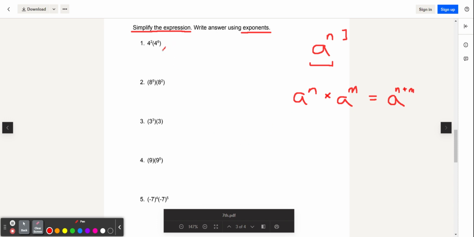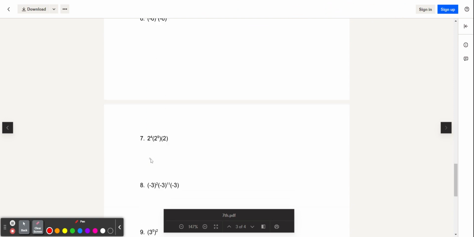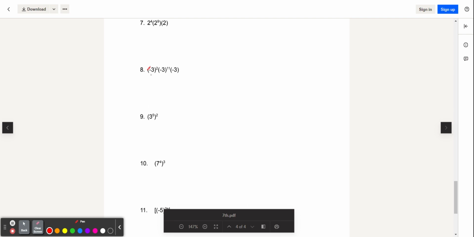If we look at number 1, that is exactly what is going on. You have 4 squared times 4 to the power of 6, which is 4 to the power of 2 plus 6, which is 8. Now, same going on for pretty much all of these. In fact, it is all of these. I'll let you do it on your own. When there's more than 2, it works the exact same.